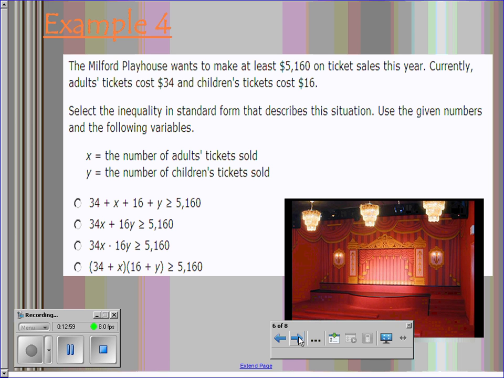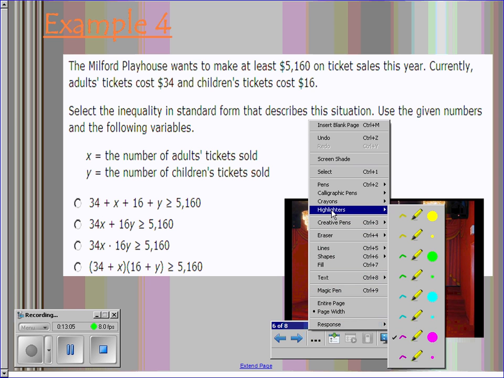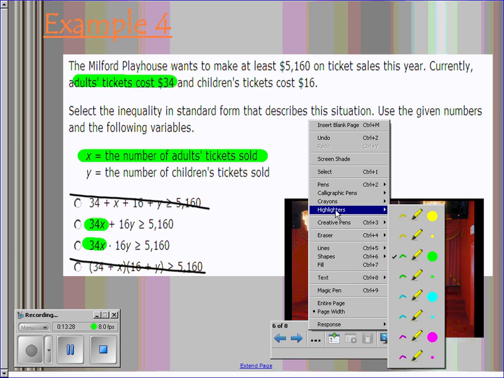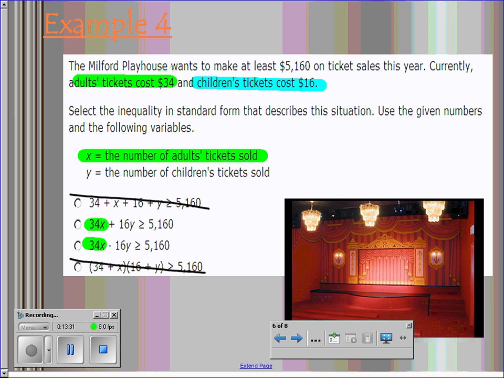So here again, we're going to use those numbers that go with our variables. Adults are 34, and adults go with x. So we have to multiply 34 by x. We're not multiplying 34 by x in A or D, so A can't be the right one, and D can't be the right one. Then, children's tickets cost $16, so we have to multiply 16 by y.